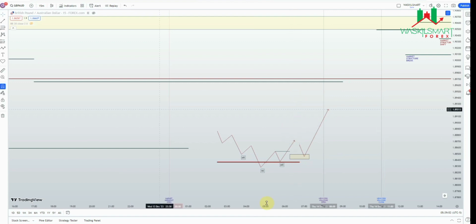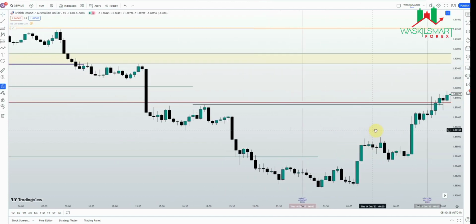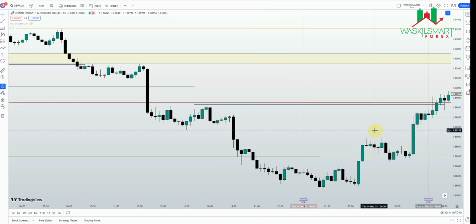So now let's look at it on the chart. So I have to delete all this. Okay, now this is the chart here. So you all can see what is there, right?